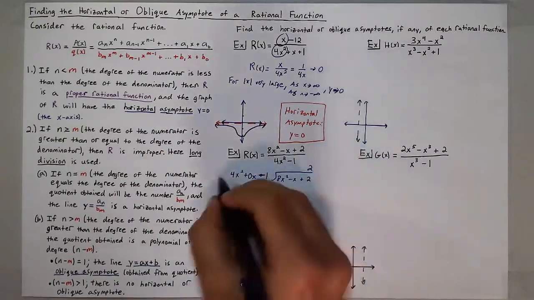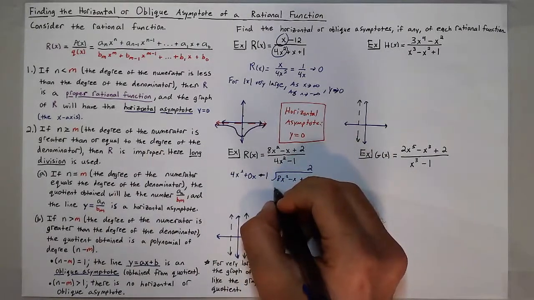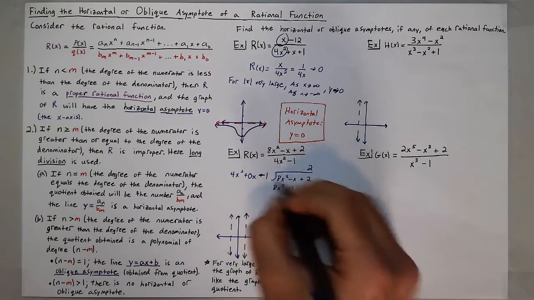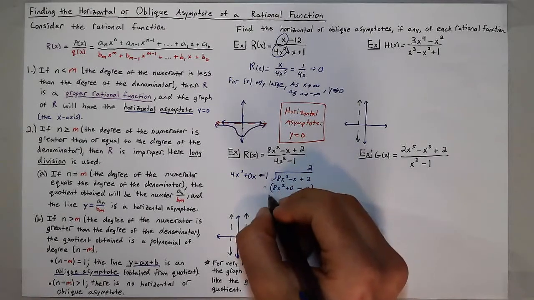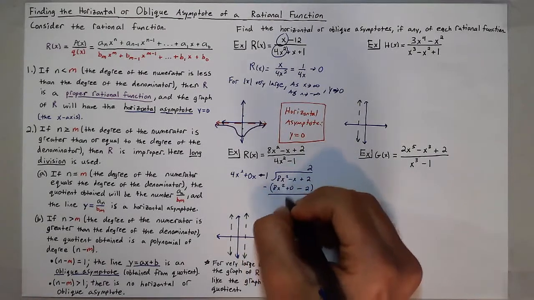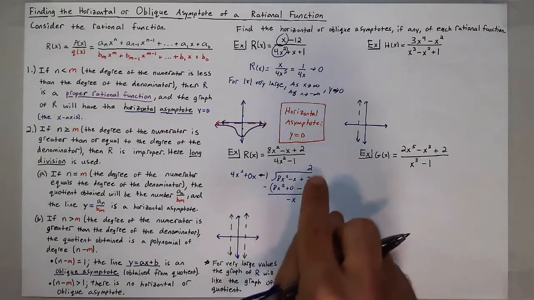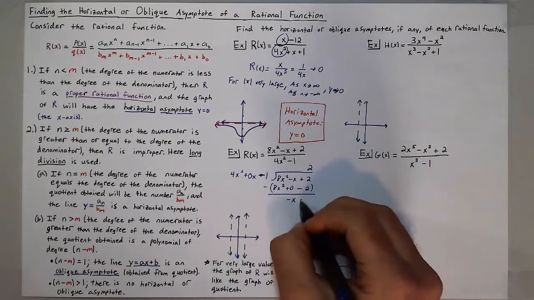And then 2 times 4x squared is 8x squared. 2 times 0 is 0. And 2 times negative 1 is negative 2. Then I'll subtract. So that's 0. Then negative x minus 0 is negative x. And then 2 minus negative 2 is plus 4.